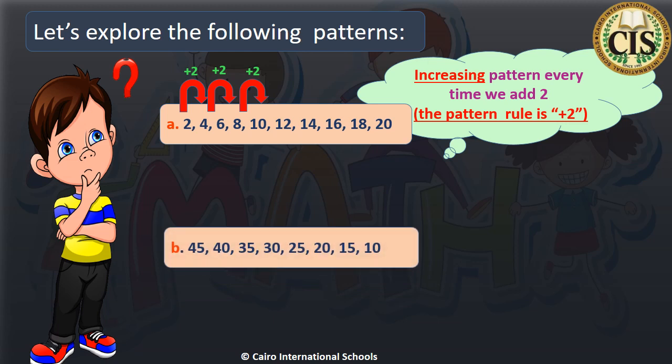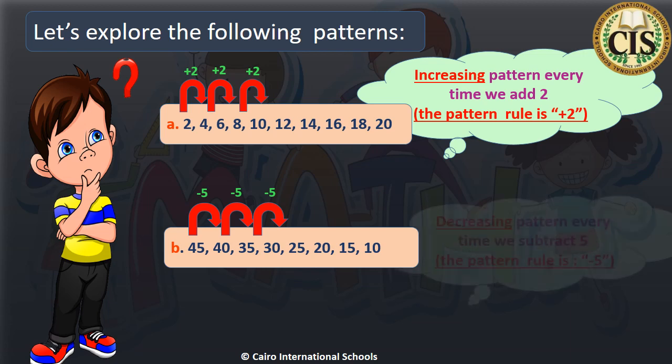The next pattern, 45, 40, 35, 30, 25, 20, and so on. What did we notice here? We noticed that each time we are subtracting 5. 45 minus 5 equals 40. 40 minus 5 equals 35. 35 minus 5 equals 30.